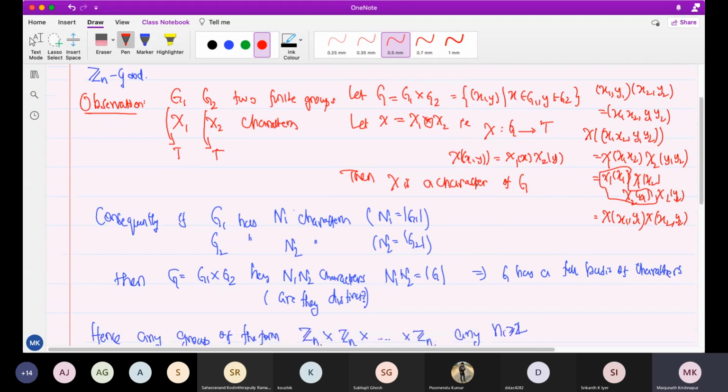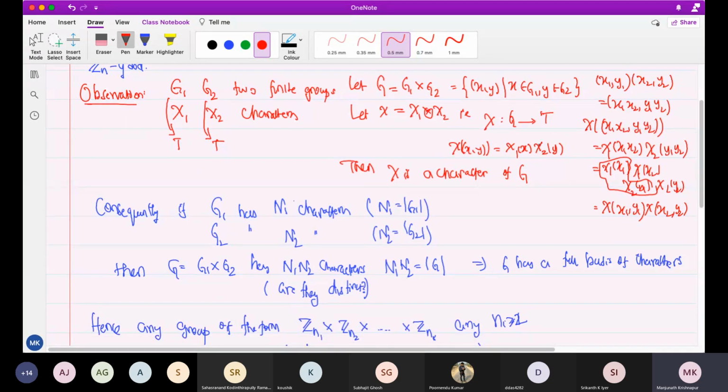There are many ways to see that they are actually distinct. For example, you can take the first coordinate to be identity. You have two products; the question is whether chi1 tensor chi2 can be equal to chi1 dash tensor chi2 dash. You just specialize to the elements where one of them is identity, and you can recover chi1 and chi2 from chi. From chi, you can get chi1 by evaluating at x comma identity, and you can recover chi2 by evaluating at identity comma y. Therefore, you can recover the two characters from the product character.